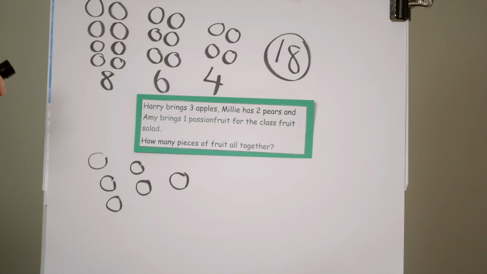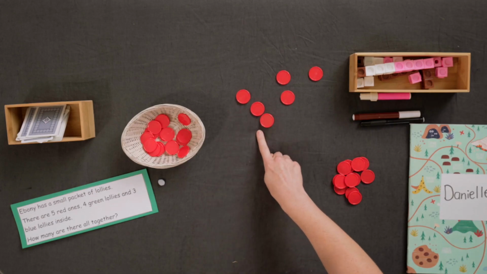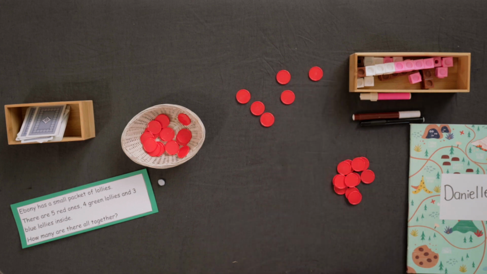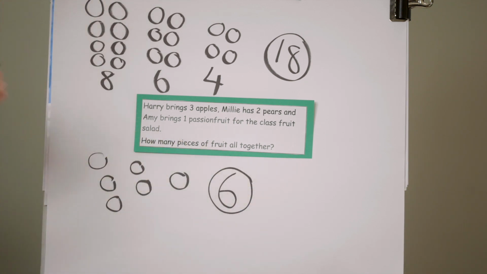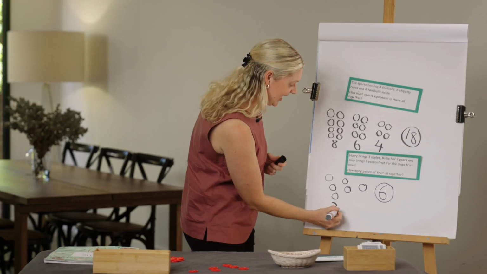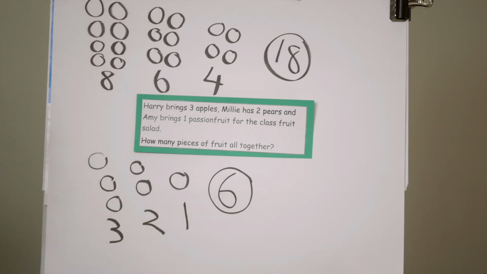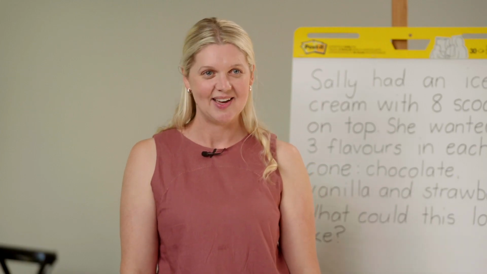Now let's combine them to find our total. 3, 4, 5, 6. Well done. Our total was 6. So we know 3 add 2 add 1 is 6. Well done. Now I have a tricky challenge and I need your help.